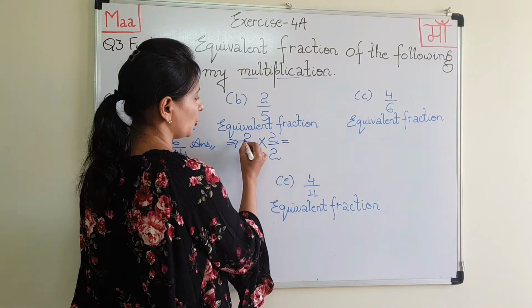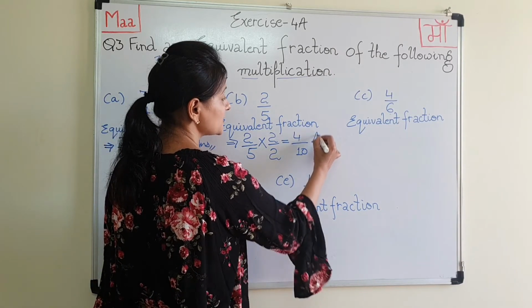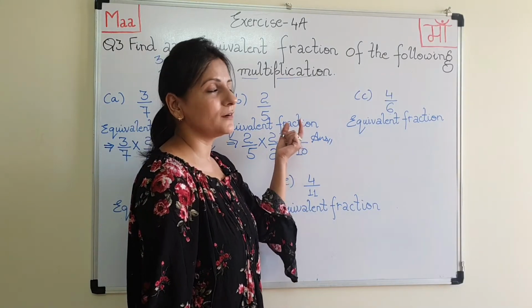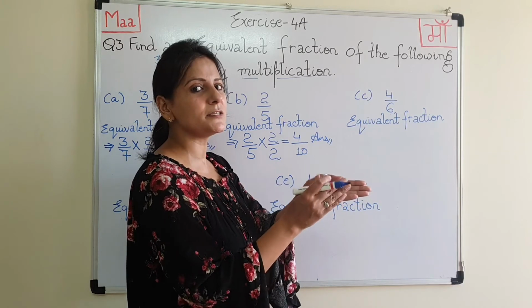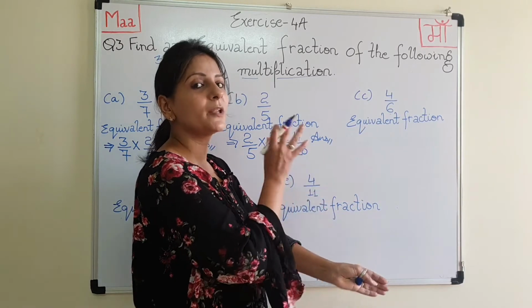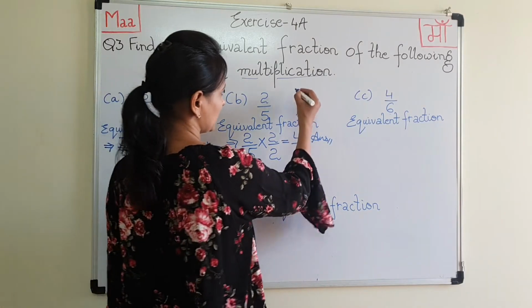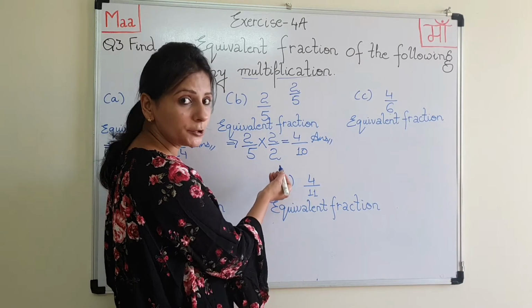The answer will be the same only. 2 2s are 4 and 5 2s are 10. The answer will be the same means always 4 upon 10 will not come. The answer will come different with the different numbers, but when you cancel it, you will come up with the same rational number, the same fractional number with which you started the question. Like I'm giving you one example here: 2/5, here I have shown with 2.